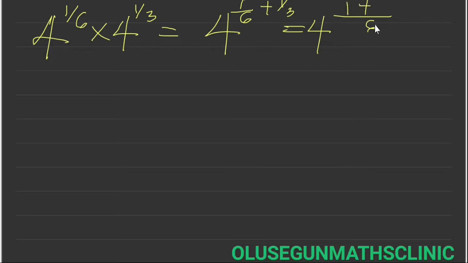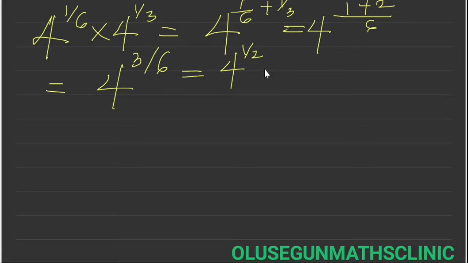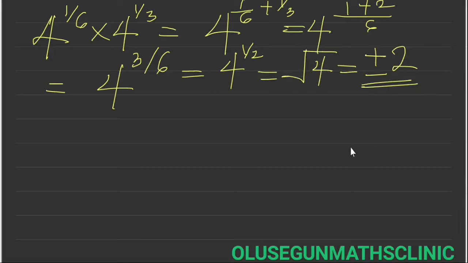Plus 3 in 6, 2. So it will give you 4 raised to power 3 over 6, which is equal to 4 raised to power 1 over 2. So if it is 4 raised to power 1 over 2, it will now be the root of 4, which is plus or minus 2. That's all. That is just the answer.